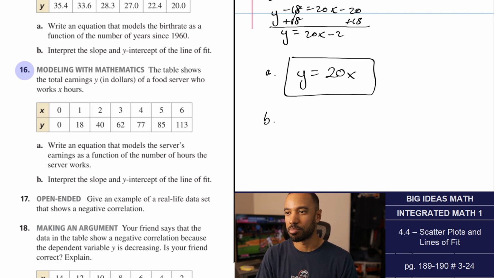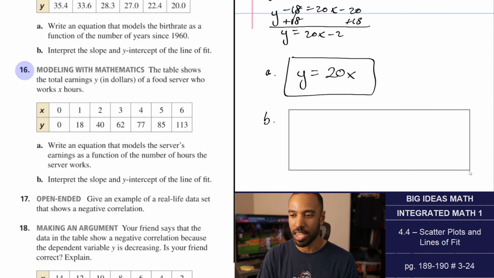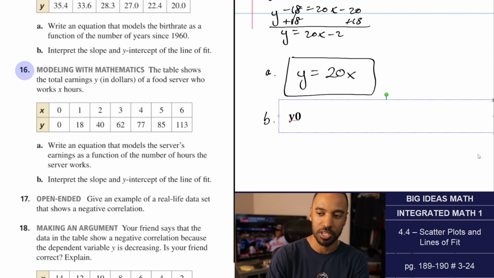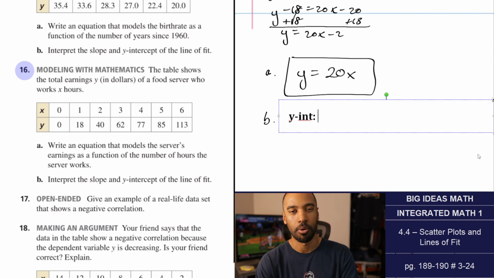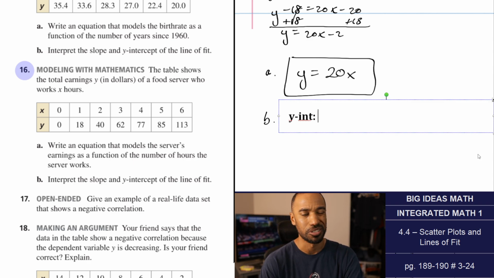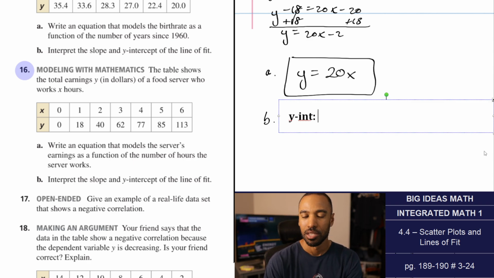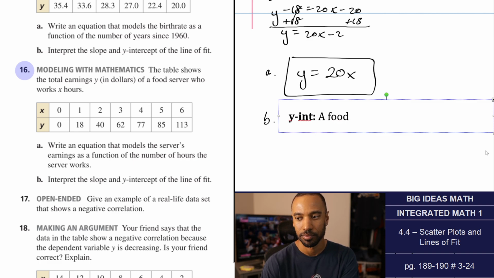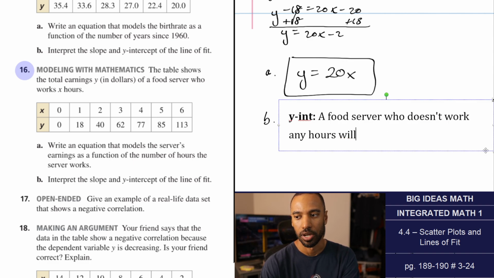Interpret the slope and y-intercept of the line of fit. I'll start with the y-intercept again because it's 0 for the way that I forced it. Otherwise, again, negative 2 would be a poor interpretation. If the server didn't work any hours, they would lose $2. No. See, there's a point that's (0, 0) on there anyway. So a food server who doesn't work any hours will not make any money. 0 hours, $0.